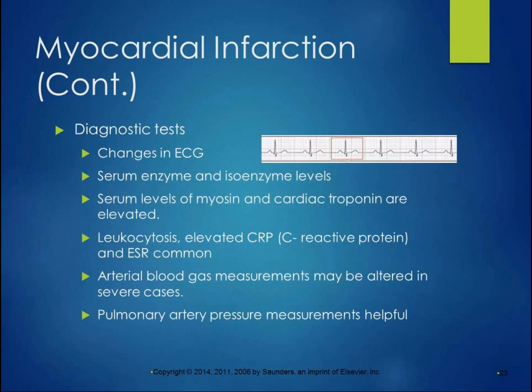Leukocytosis, so increased white blood cells, and elevated C-reactive protein, and elevated erythrocyte sedimentation rate are also common. Arterial blood gas measurements might be altered because we have some problem with oxygen transport, and pulmonary artery pressure measurements can be indicative of what's going on as well.